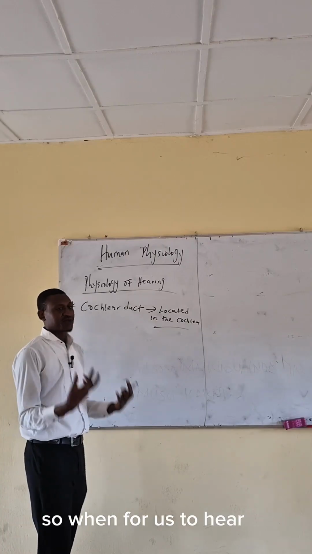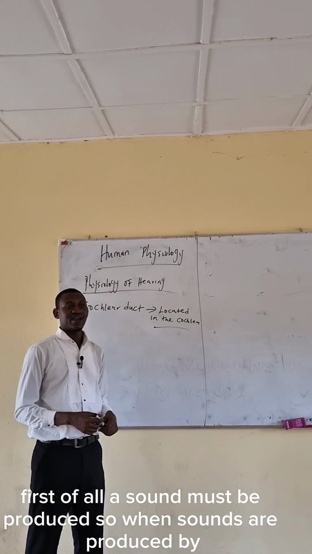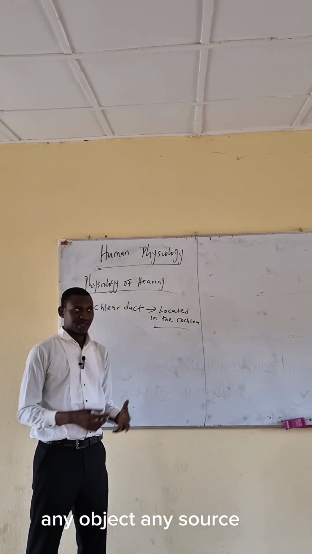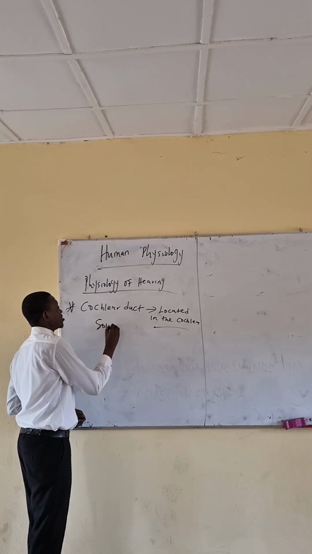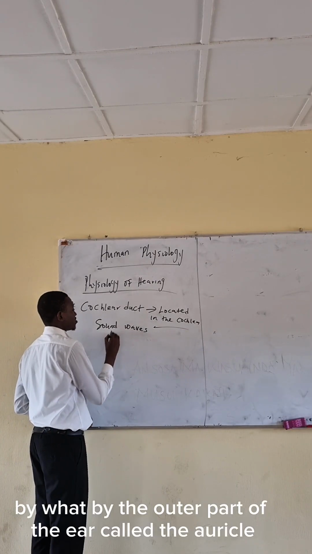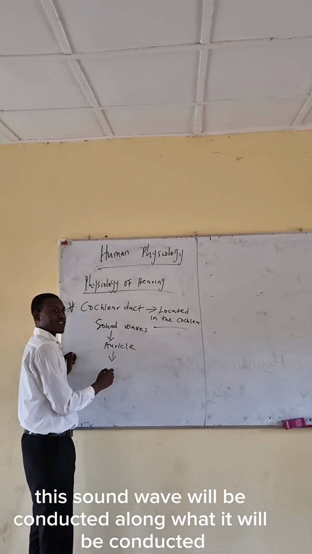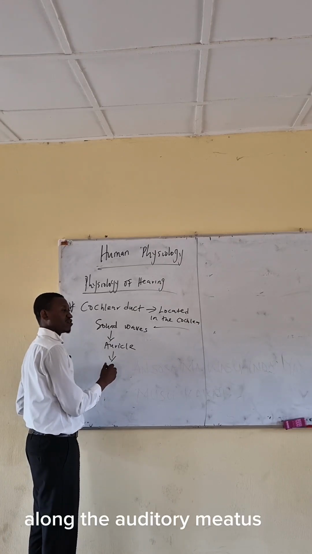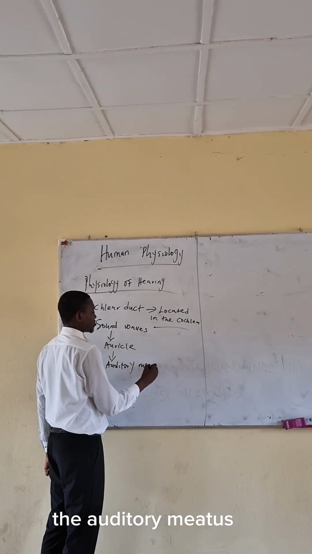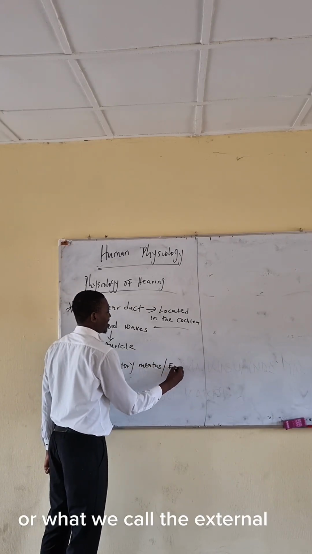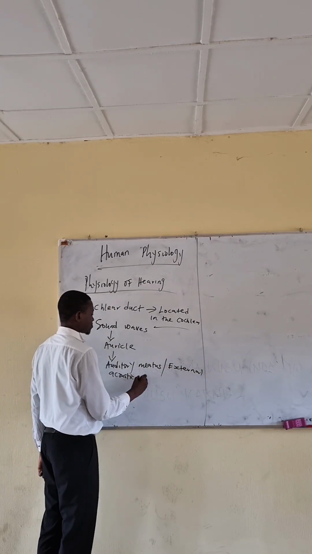For us to hear, first of all, a sound must be produced. When sounds are produced by any object, any source, the sound waves are collected by what? By the outer part of the ear called the auricle. This sound wave will be conducted along what? It will be conducted along the auditory meatus, or what we call the external acoustic meatus.